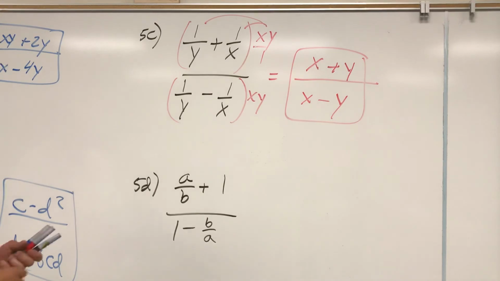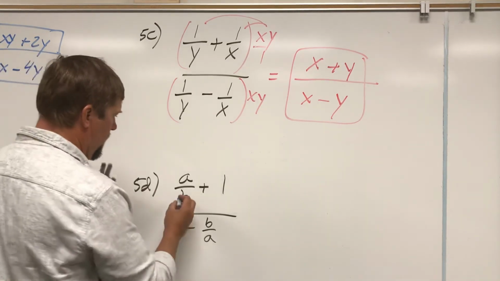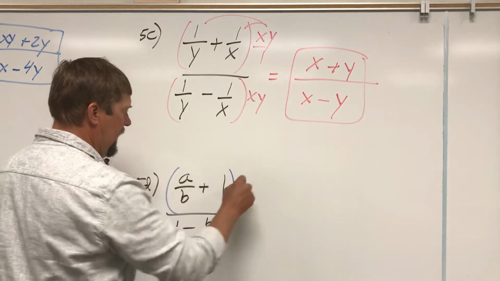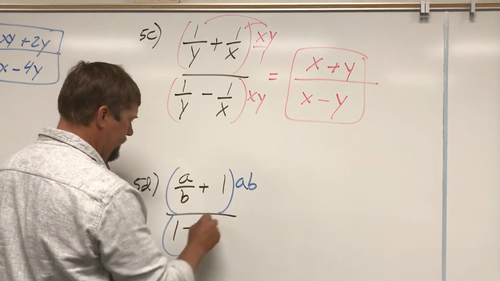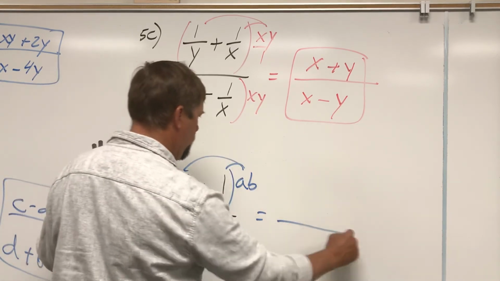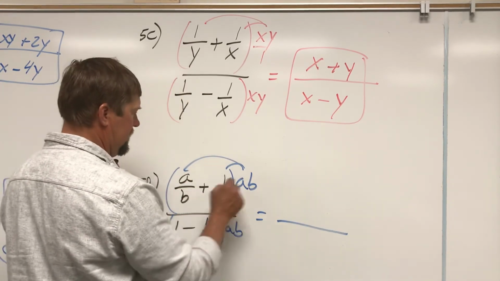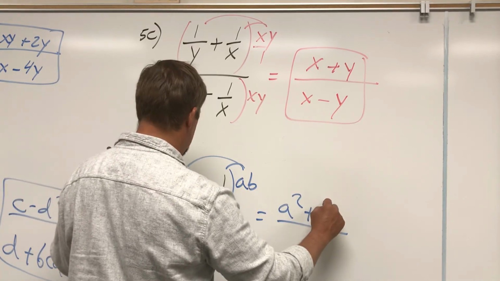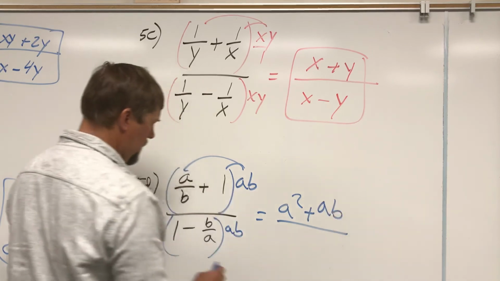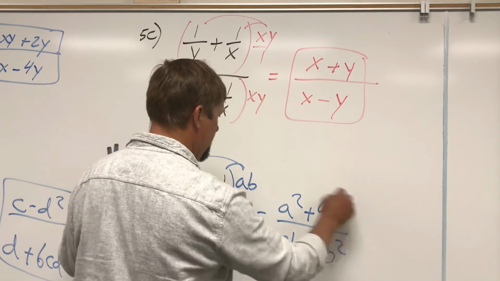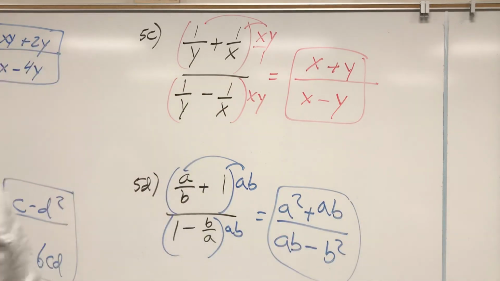The last one, I have a b in the top, an a in the bottom, so I'm going to multiply everything by ab. When I distribute, I end up with the b cancels there, so it gives me a squared plus ab, and then this one is ab minus b squared. And that's the rest of 8.2.